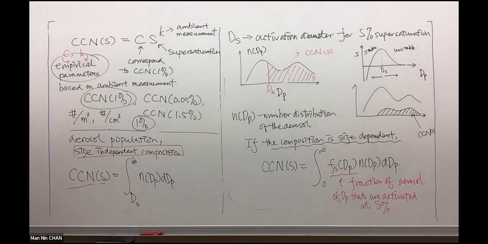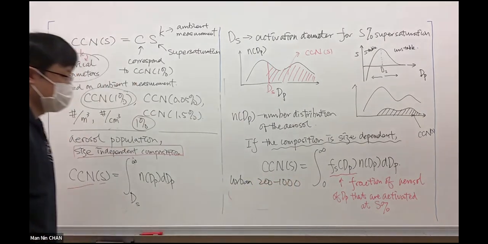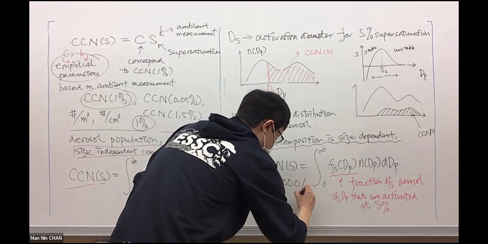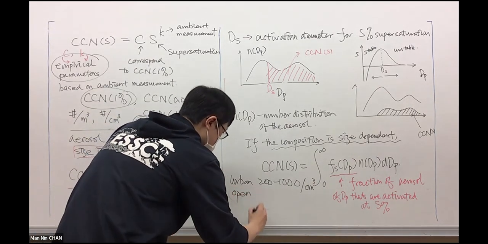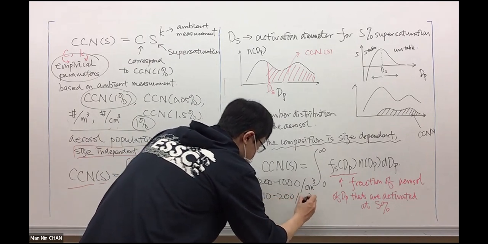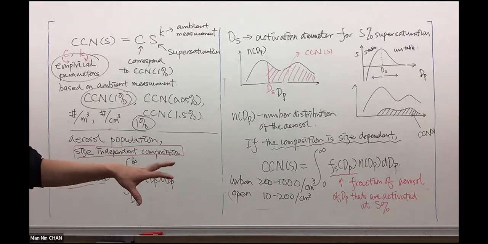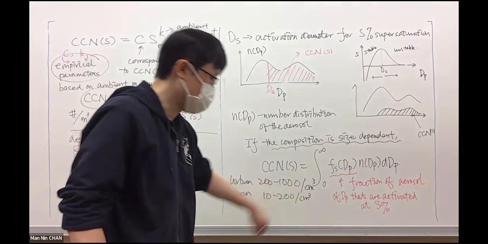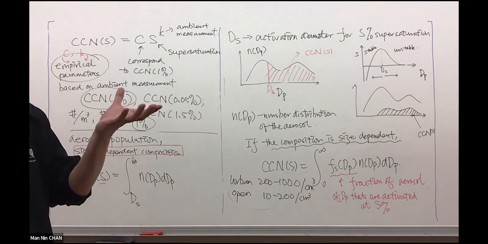The CCN in an urban environment can be 200 to 1,000 per cm cube. That means in 1 cm cube of air, you will have 200 to 1,000 CCN. In the open ocean, you will have less aerosol and also less CCN, maybe around 10 to 100 CCN per cm cube. These are just to give you some typical ideas. You are not talking about thousands or tens of thousands of CCN in 1 cm cube, but hundreds to thousands. This is just the idea.